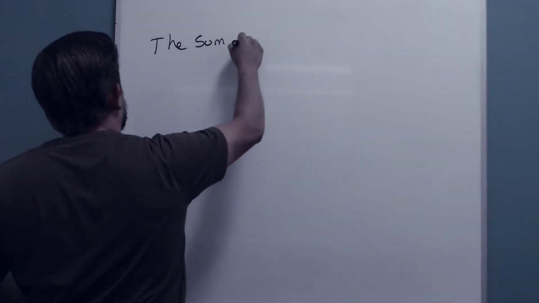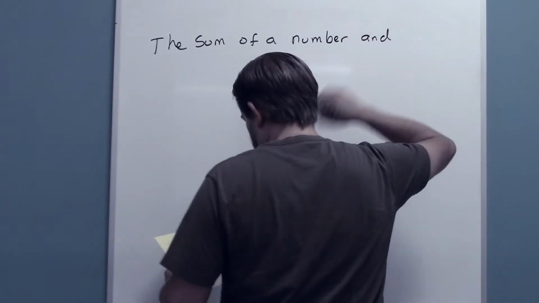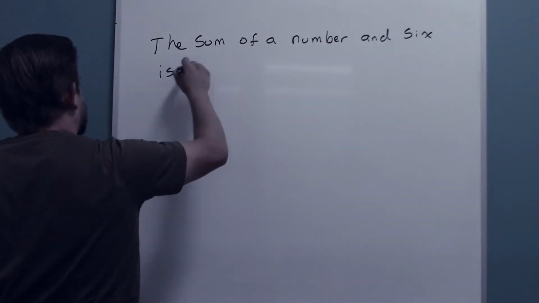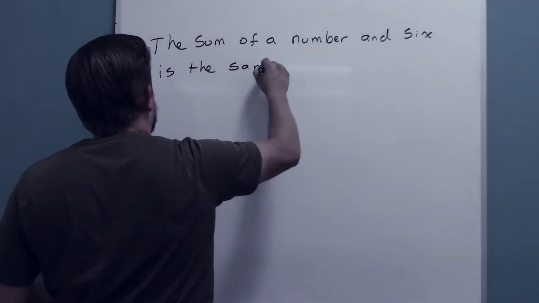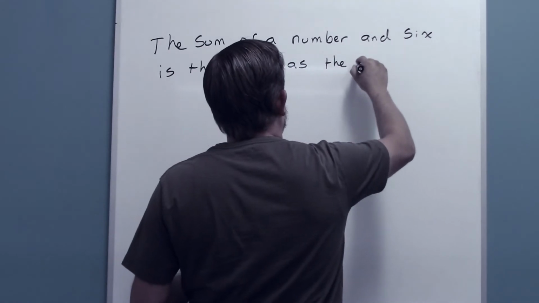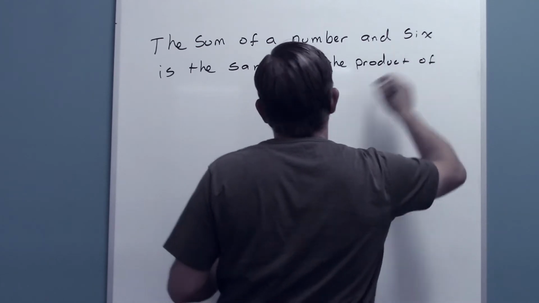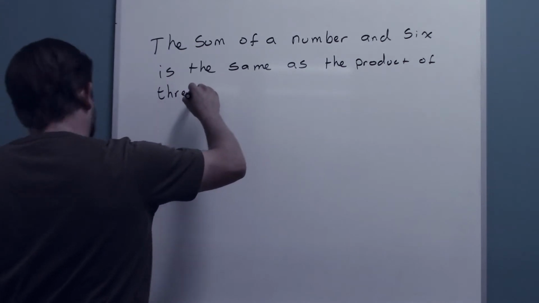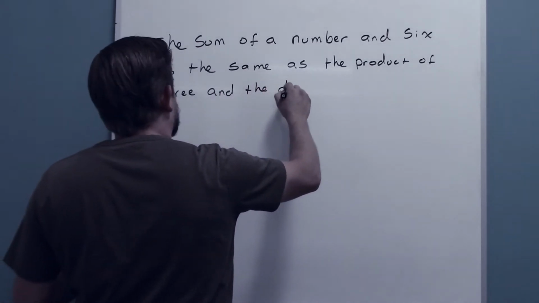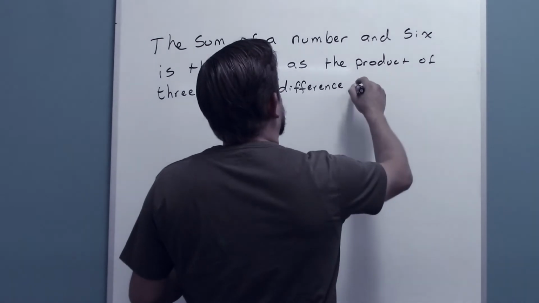The sum of a number and 6 is the same as the product of 3 and the difference of the number and 2.